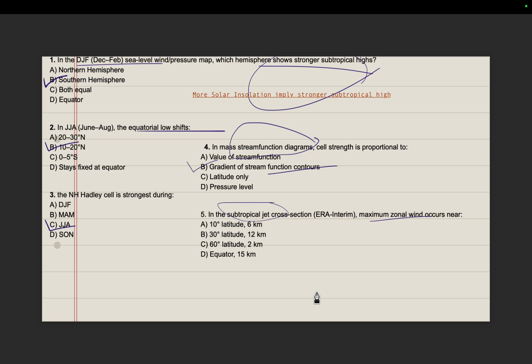10-degree latitude, 6 kilometer; 30-degree latitude, 12 kilometer; 60-degree latitude, 2 kilometer; and the equator, 15 kilometer. We know the subtropical jets are generated near the end of the troposphere, and this is the subtropical jet, so for question 5, option B is correct.